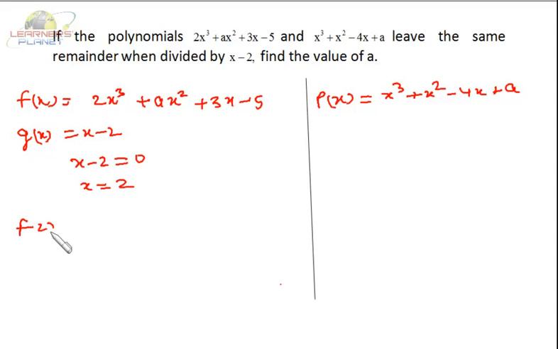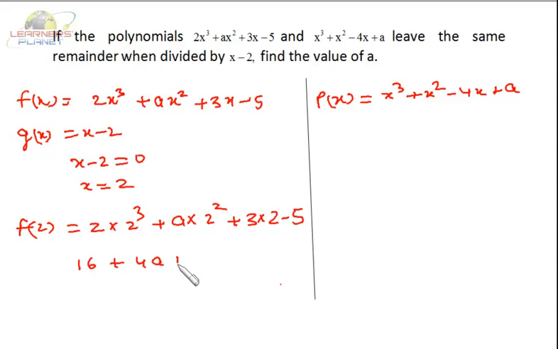So what is f(2)? Put the value of x as 2. So 2 into 2 cube plus a into 2 square plus 3 into 2 minus 5. 2 cube is 8, 8 into 2 is 16, plus 4a plus 6 minus 5. Or we can say 16 plus 6 is 22, 22 minus 5 is 17. So when f(x) is divided by g(x), the remainder is 4a plus 17.